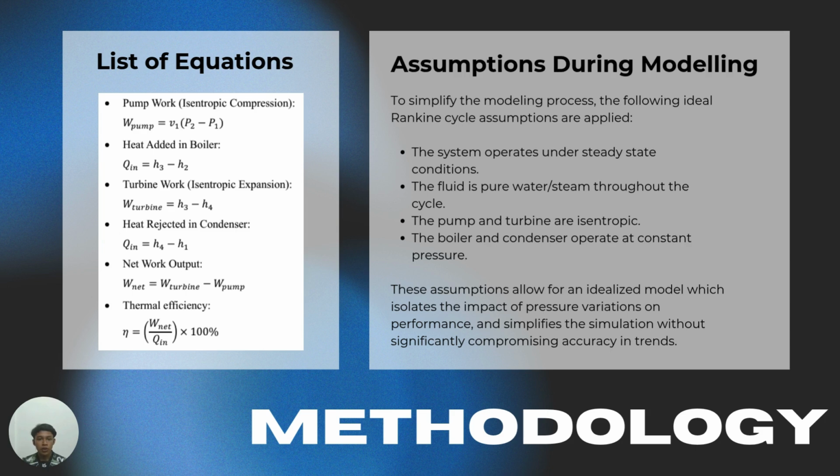For the list of equations, we can see the pump work. Pump work is calculated using specific volume and pressure difference. Boiler heat input is based on the enthalpy increase from pump outlet to turbine inlet. Turbine work is the enthalpy drop from turbine inlet to outlet. Heat rejected in the condenser uses the enthalpy difference from condenser inlet to pump inlet.